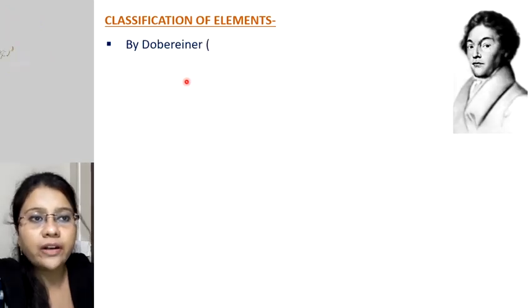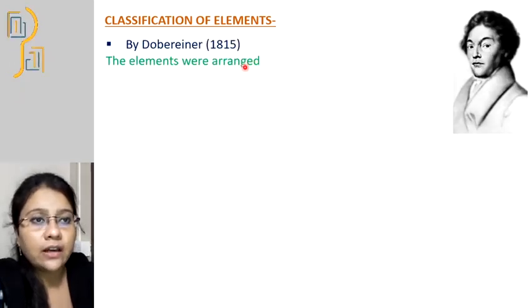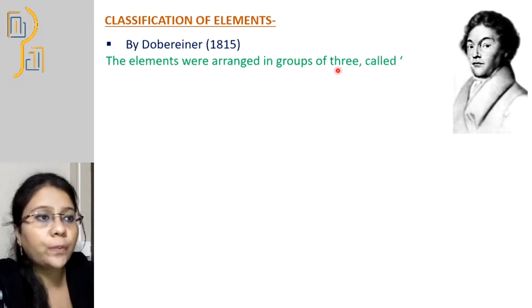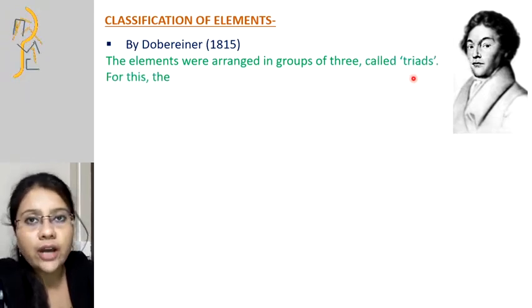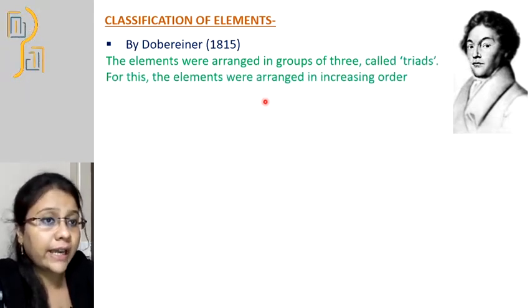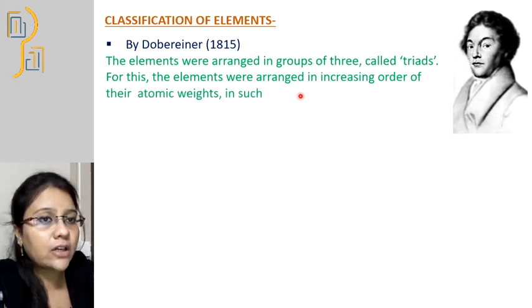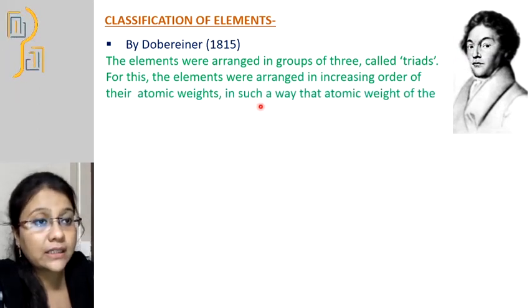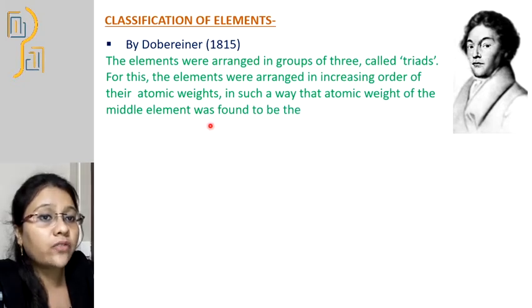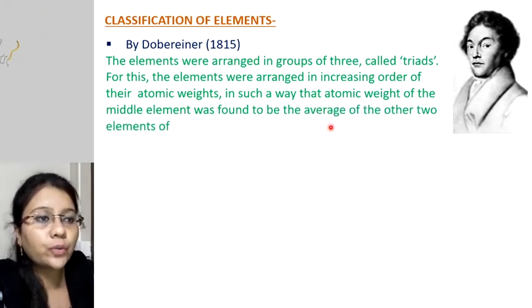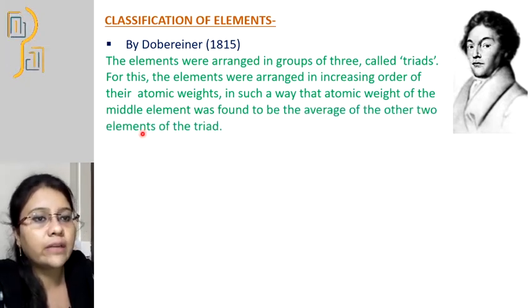Then Dobereiner in 1815 arranged the elements in groups of 3 called triads. For this, the elements were arranged in increasing order of the atomic weights in such a way that the atomic weight of the middle element was found to be the average of the other 2 elements of the triad.